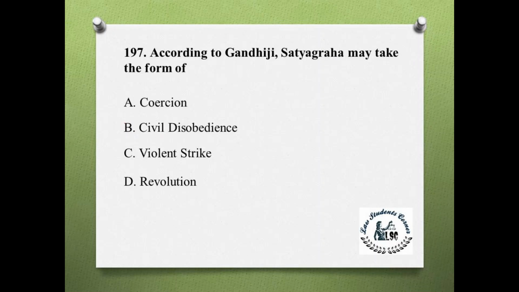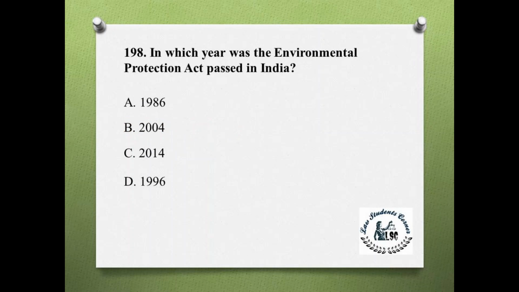Question number 197. According to Gandhiji, Satyagraha may take the form of option A coercion, option B civil disobedience, option C violent strike, option D revolution. Correct answer is option B civil disobedience. Question number 198. In which year was the Environmental Protection Act passed in India? Option A 1986, option B 2004, option C 2014, option D 1996. Correct answer is option A 1986.